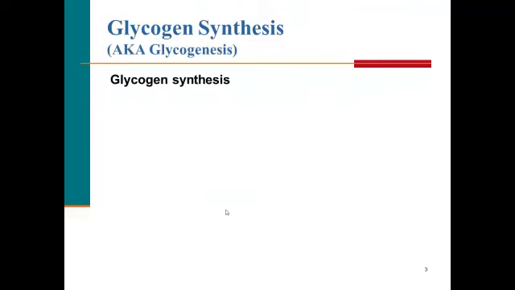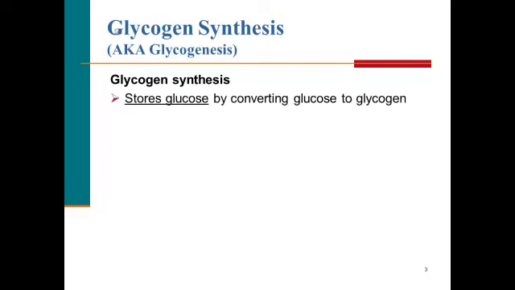So your book utilizes the term glycogenesis. I tend to just refer to the metabolism of glycogen either by glycogen synthesis or glycogen degradation. So those are the two ways that you want to be familiar with the processes that we're going to talk about. So glycogen synthesis is going to occur when we have plenty of glucose available. So it's going to store glucose in a polysaccharide form so that it can be readily available at later times.